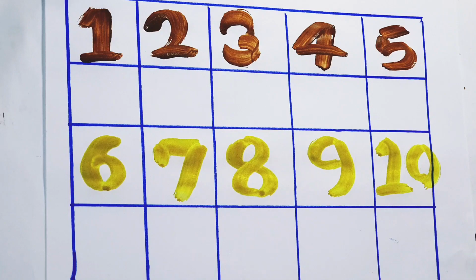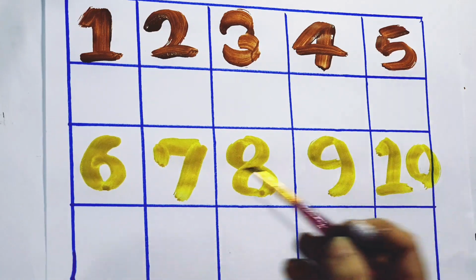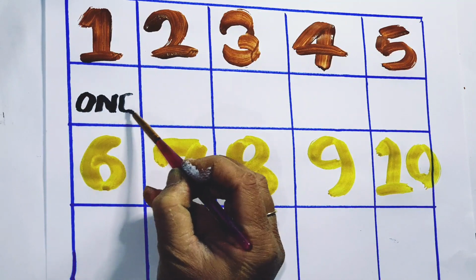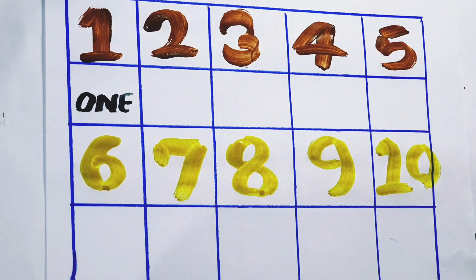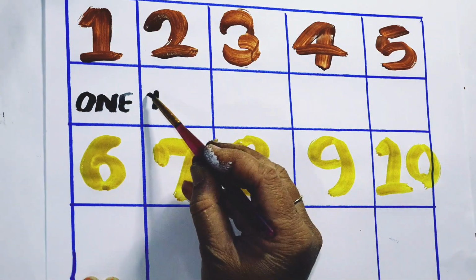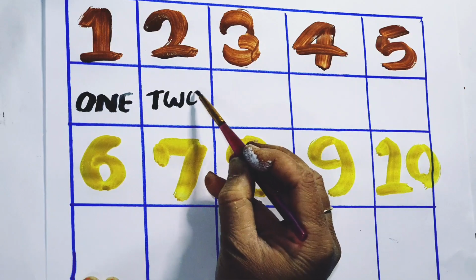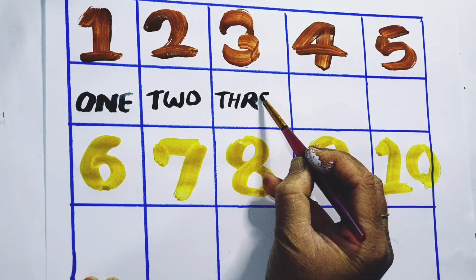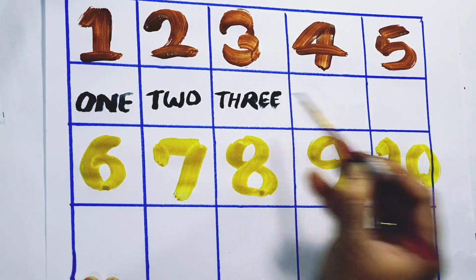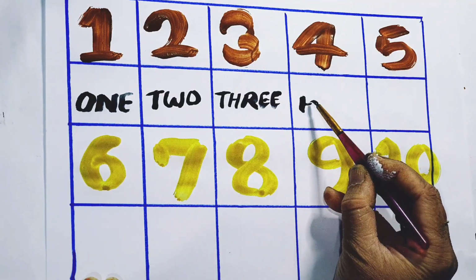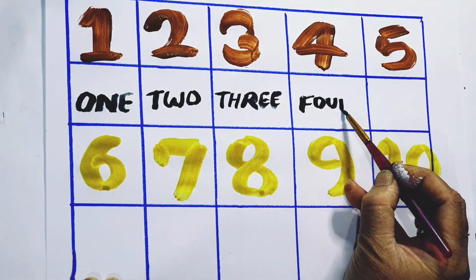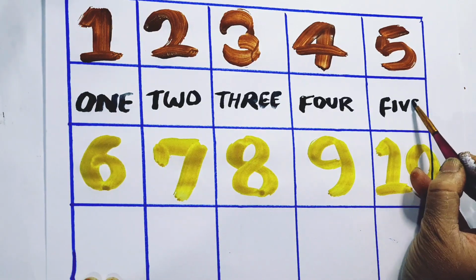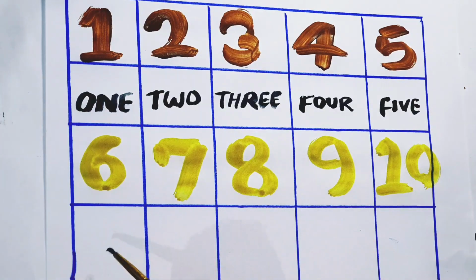spellings. Black color. O-N-E, 1. T-W-O, 2. T-H-R-E-E, 3. F-O-U-R, 4. F-I-V-E, 5.